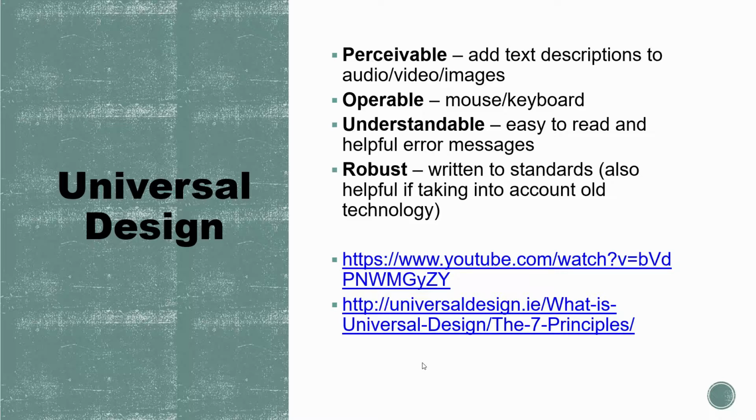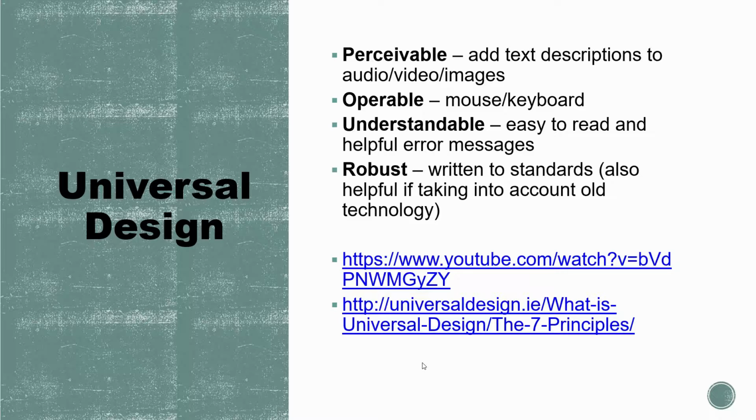Is your website understandable? Is it easy to read? Does it have helpful error messages? You probably all have filled out a form before where there was no indication that a particular field in the form needed to be required, and yet when you went to submit it, it gave you an error and you couldn't find which part of the form that it was wanting to be filled out. So being able to give people information is really important.